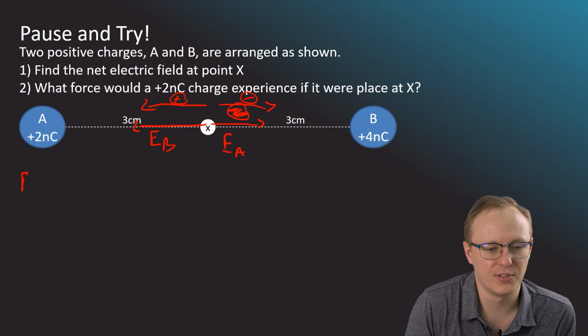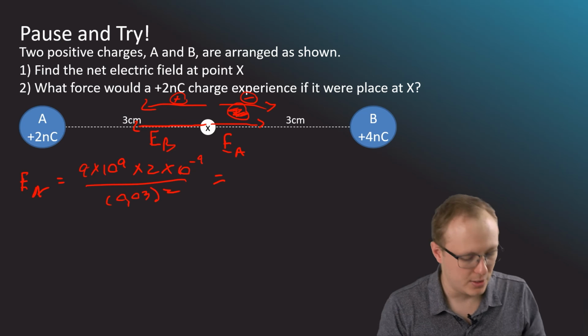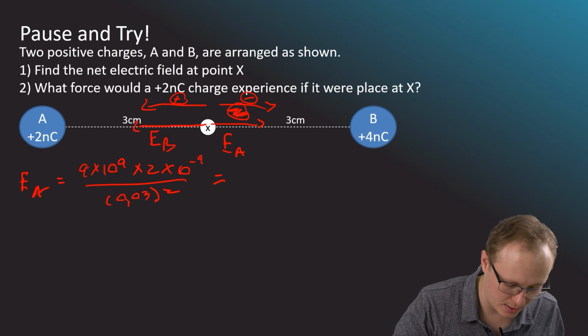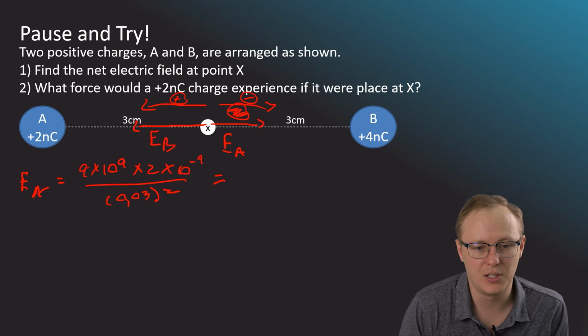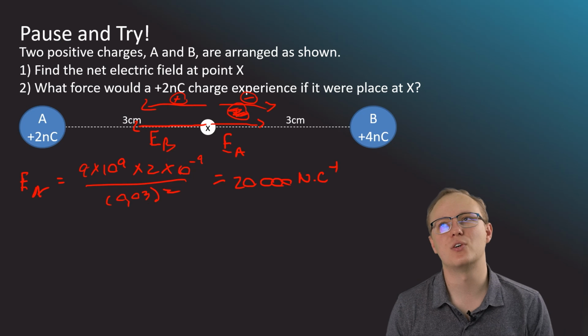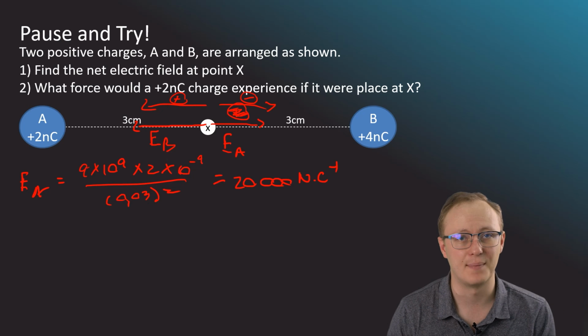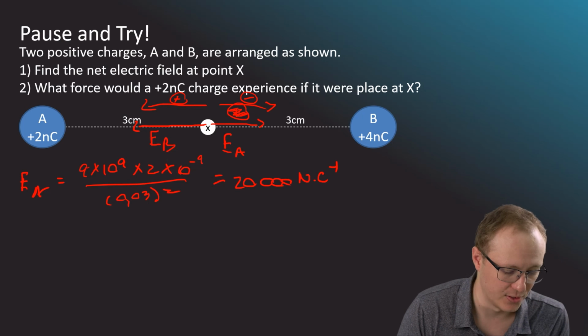Okay, so let's calculate this EA. So EA is going to be 9 times 10 to the 9 times the Q, which is 2 times 10 to the negative 9, all over the R squared, which is 0.03 squared. I get here that it's going to be 20,000 newtons per coulomb. Okay, and note that electric field strength is often a number in the thousands. So don't be too surprised if you do get an answer like 20,000 newtons per coulomb.